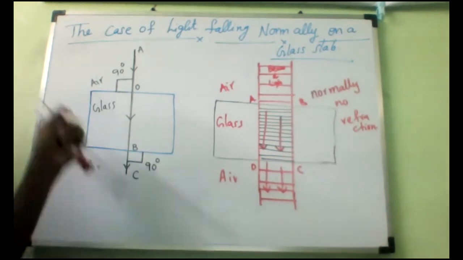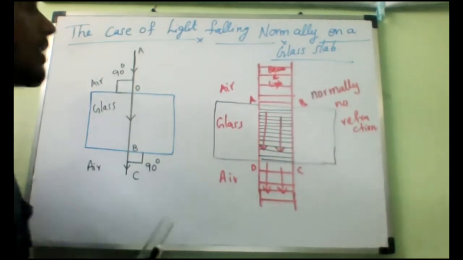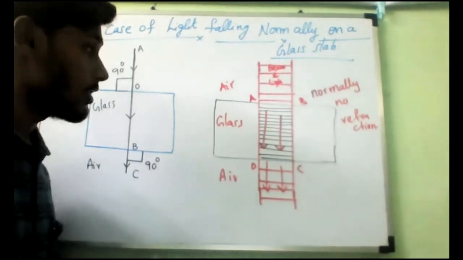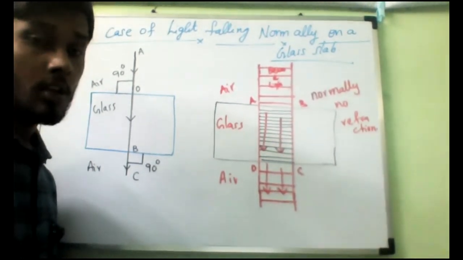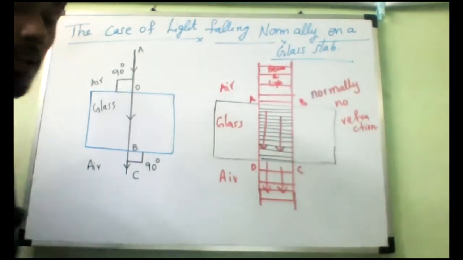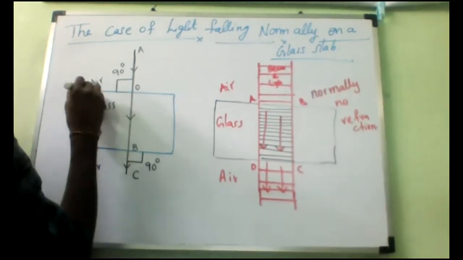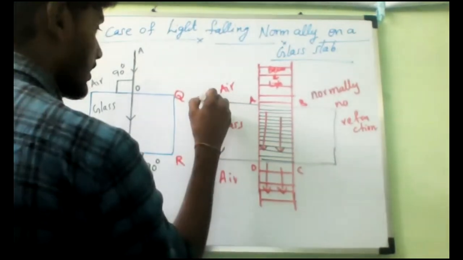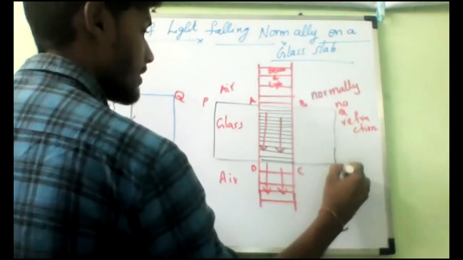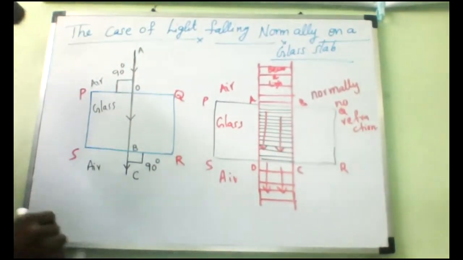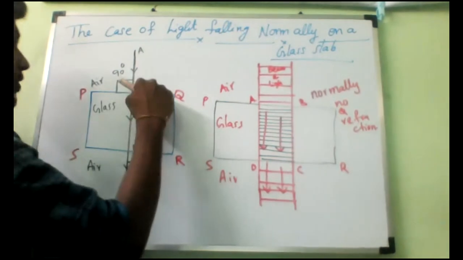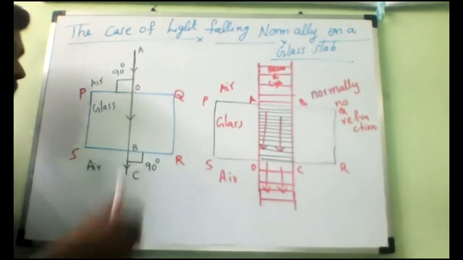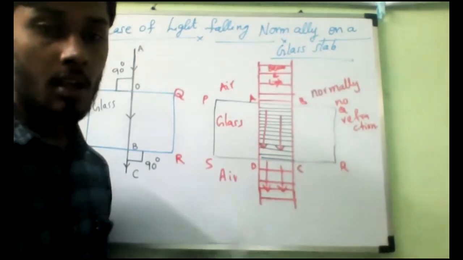So you have kept the heading, the case of light falling normally on a glass slab, then you write the first statement and you draw these two diagrams. All of you write. But naming is important. I forgot, here you have to name it. What is the glass slab naming? PQRS. Without naming it is invalid. Everybody must remember that. Here you can see A, B, C, D and PQRS. Everything should be right. Do you understand?